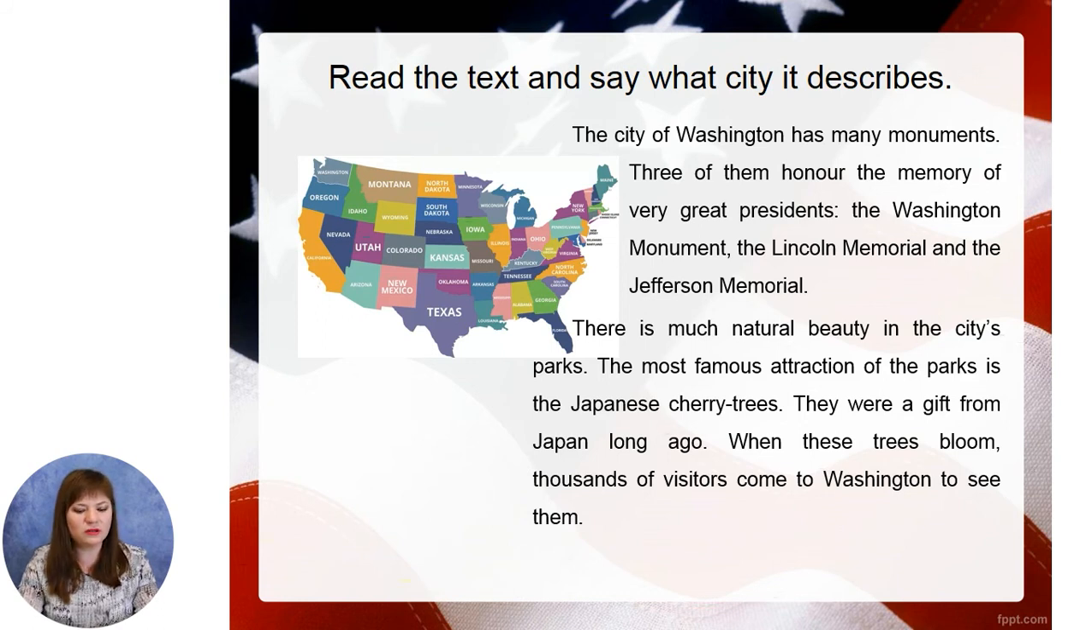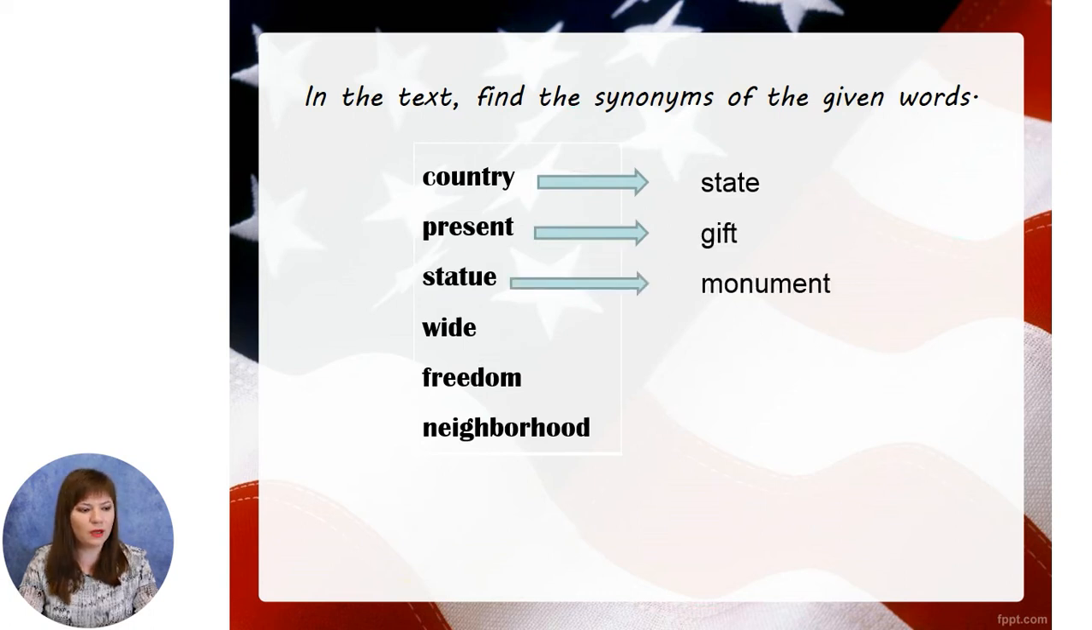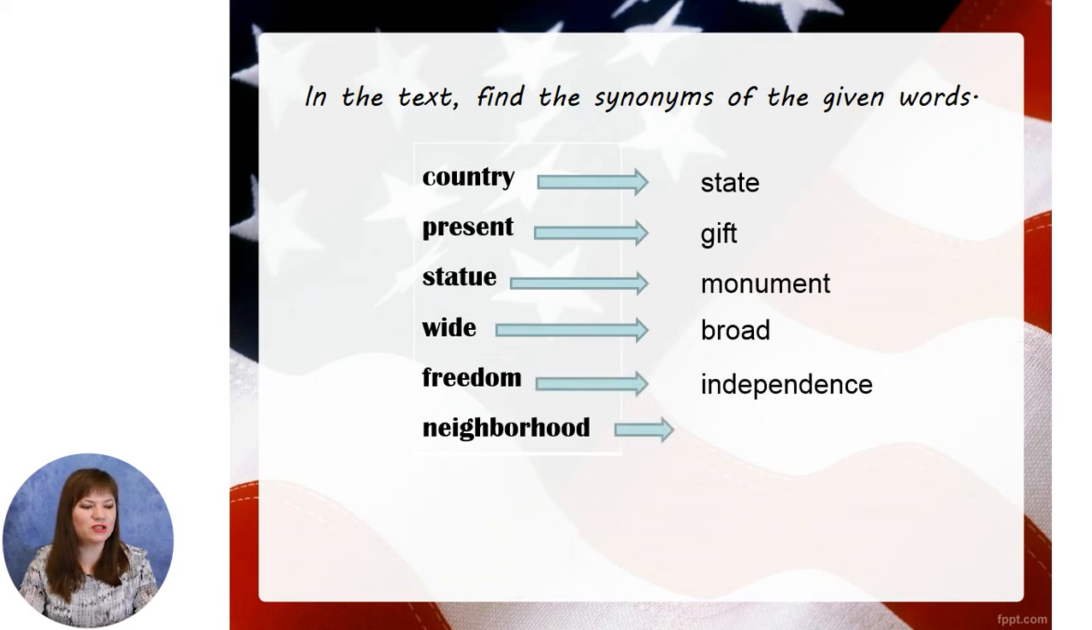Now, I would like you to look in the text and find the synonyms for the given words. Country, present, statue, white, freedom, neighborhood. Country, the synonym is state. Present, a gift. Statue, a monument. White, broad. Freedom, independence. Neighborhood, district or area.